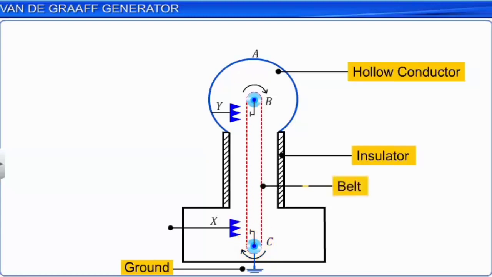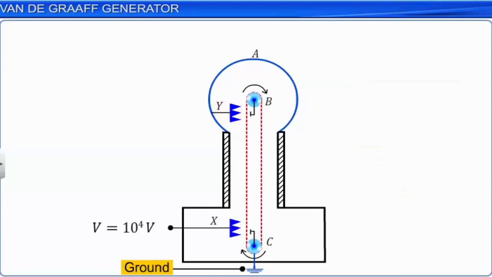A belt of insulating material such as silk or rubber passes over the pulleys. As the pulleys move continuously, the belt also moves continuously. Two comb-shaped conductors, X and Y, having metallic needles, are mounted near each of the pulleys pointing towards the belt. The lower comb X is maintained at a positive potential of about 10^4 volt by a power supply system. The upper comb Y is connected to the metallic sphere A.